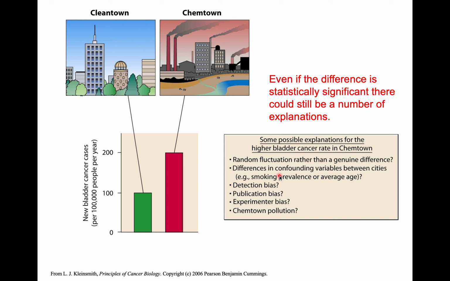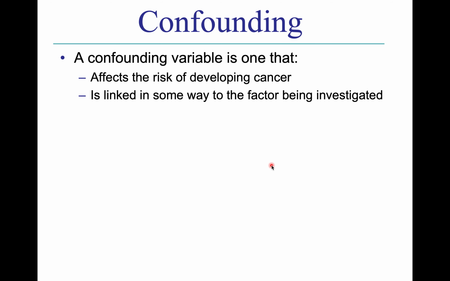Or it's still possible that this difference could be due to random fluctuation, right? Even with that 0.05 p-value, there's still a 5% chance that's just a random change. So even with that statistical significance, just keep in mind there could be factors at play that might mean there's still really no true difference between those populations.